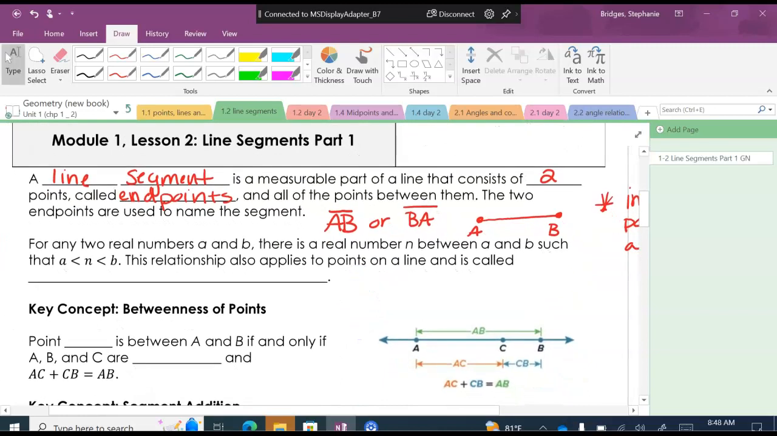All right. The next section, we're reading it. It says, for any 2 real numbers, A and B, some number A and some number B, we just don't know exactly what they are, there is some real number N in between those, kind of like we talked about here between 0 and 1. There's a number in between. Between 0 and 1/2, there's a number in between. There's always a number in between here. So A is the smallest, N is in the middle, and B is the greatest. That's what this little thing right here is saying. This relationship applies to points on a line, and it is called betweenness.